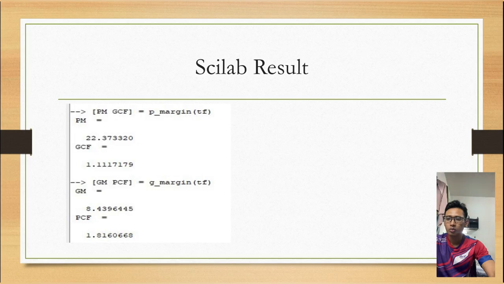PM is 22.37. The GCF, gain crossover frequency, is 1.111. This value is in hertz, so we need to change it to radians, which means we need to multiply by 6.28. Same goes for the phase crossover frequency.